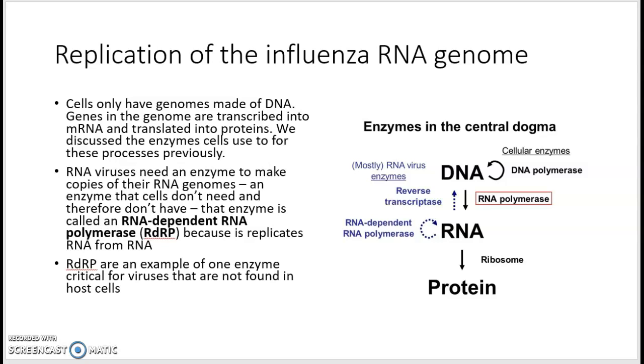Another important aspect of influenza biology is replication of the RNA genome. Remember from our discussion of the central dogma that cells have genomes made of DNA. They have enzymes to replicate those DNA genomes. They have enzymes, RNA polymerases, to express genes from that DNA into RNA. And they have ribosomes in order to translate those RNAs into proteins. There's no enzyme in the cell to make a copy of RNA from RNA. So RNA viruses need to bring along a viral enzyme, an RNA-dependent RNA polymerase, or RdRp, because that is an enzyme that's able to replicate RNA from an RNA.